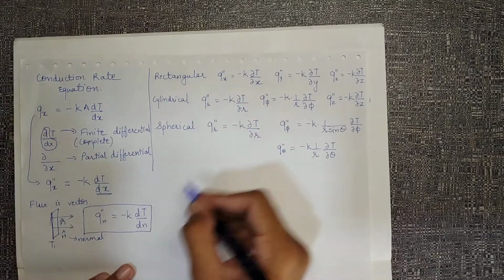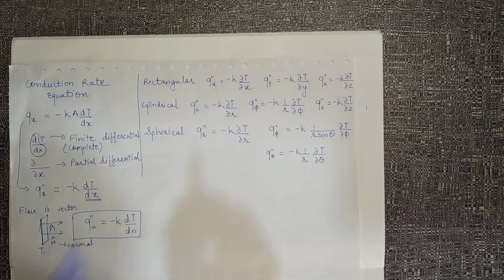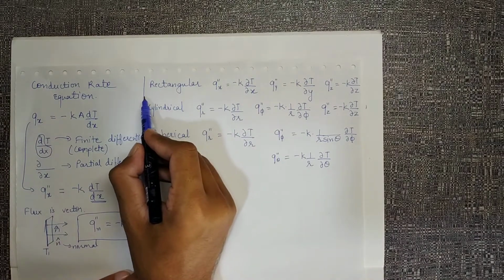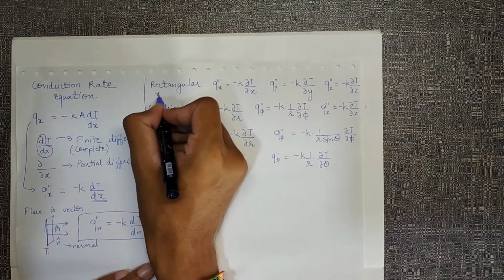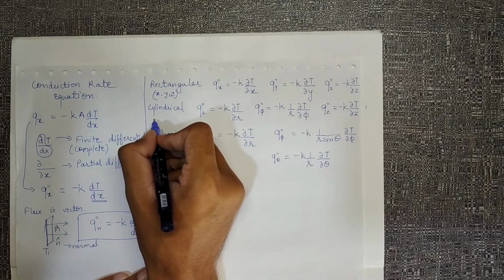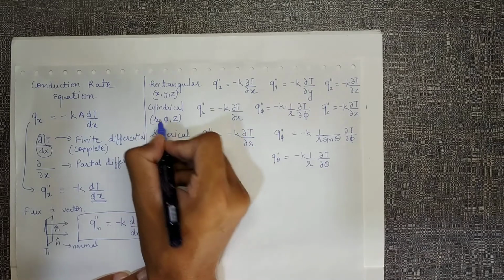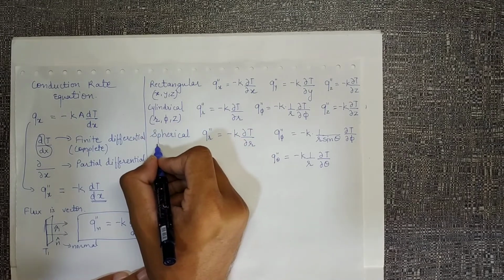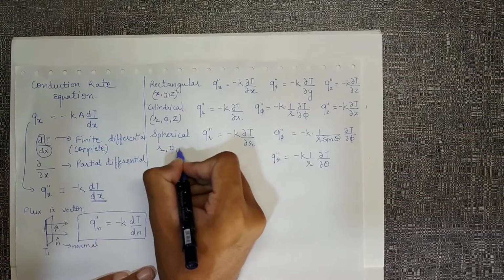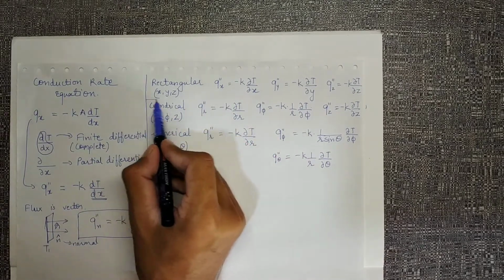Now let's look at the formulas for three different coordinate systems which we studied earlier. The rectangular coordinate system uses x, y, z. The cylindrical coordinate system uses r, phi, z. And the spherical coordinate system uses r, phi, theta. The formulas are given over here.